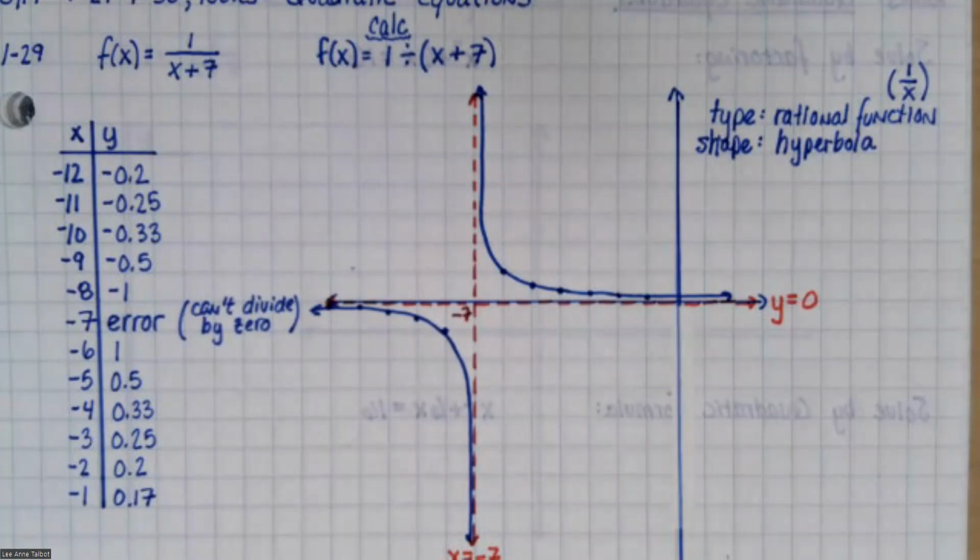The shape is called a hyperbola. I know you've heard of a parabola before. Parabola looks like this. Hyperbola looks like two boobies. Do you guys notice how the hyperbola kind of exists in the top right and bottom left?